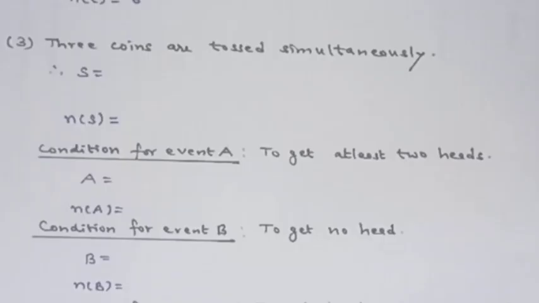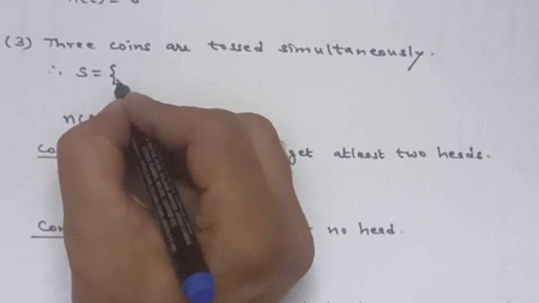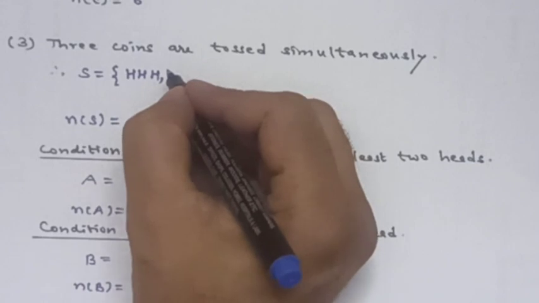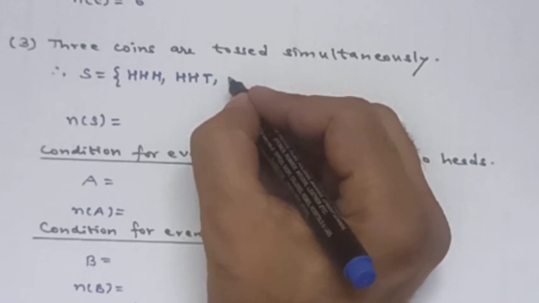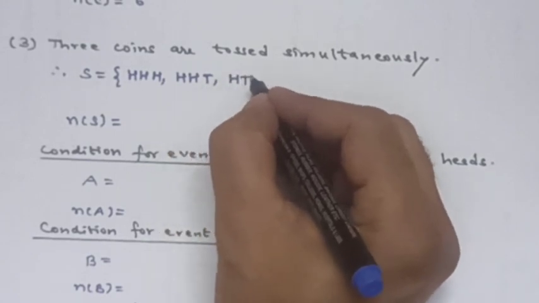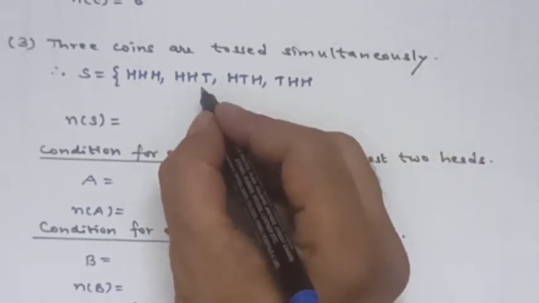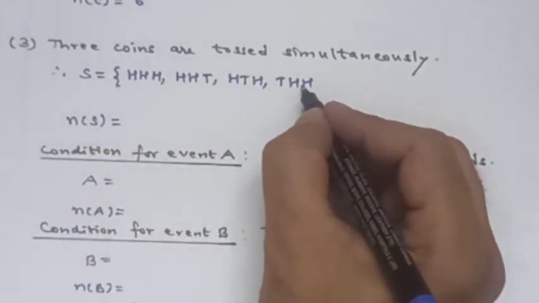Question number 3. 3 coins are tossed simultaneously. Let's write the sample space. So here how are we going to write? First all heads, H, H, H, then two heads, H, H and T, last one T, then the middle one, then the first one. Here all are 2, 2 and 2. 3 heads, 2 heads. Now one head.